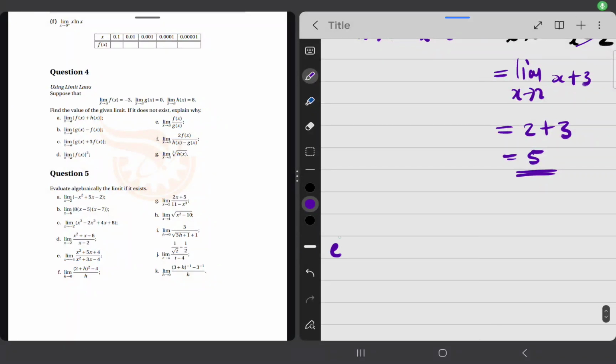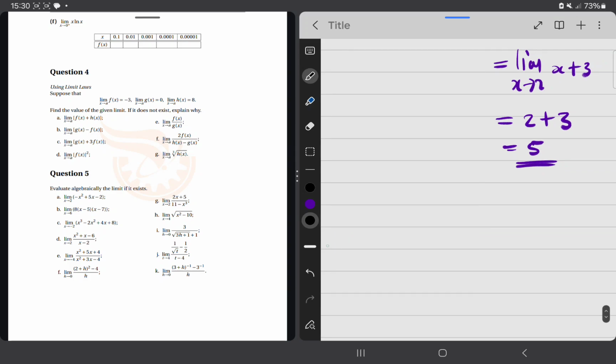Okay, so now we do part E. Remember, make sure you have done it on your own. Please make sure you have done it. Let's do this part E.